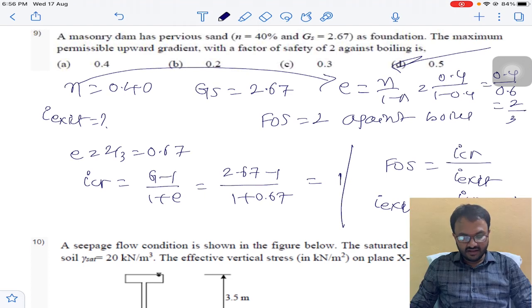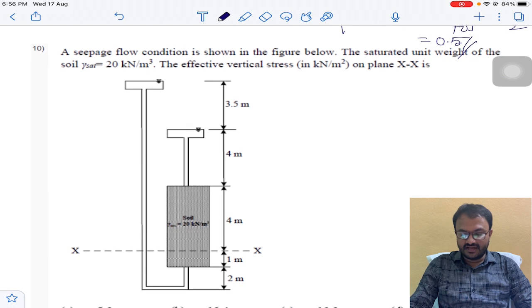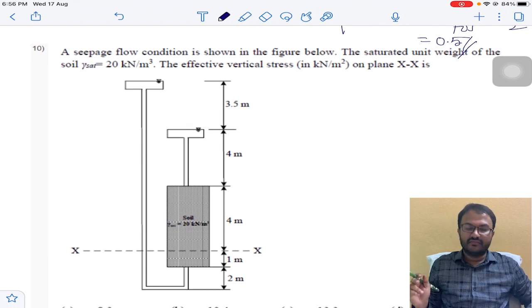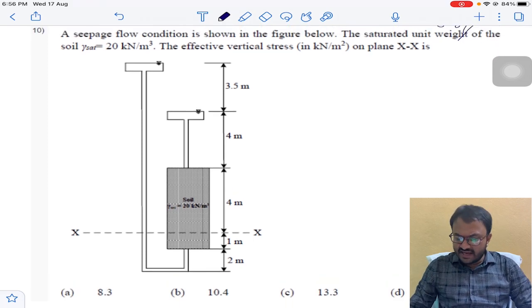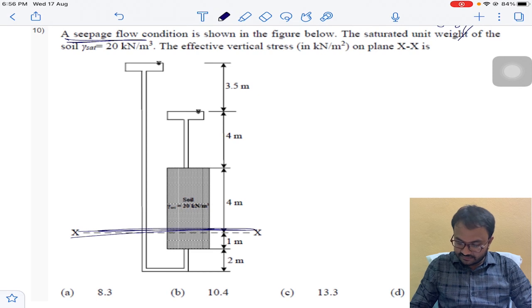Clear? Last problem. Don't be afraid by seeing the diagram. Okay, it's a very simple problem. You need to remember only one formula. So see, he has mentioned that the seepage flow condition is shown in the figure below. The saturated unit weight of the soil, gamma saturated, is equal to 20 kN per meter cube. The effective vertical stress on plane XX.